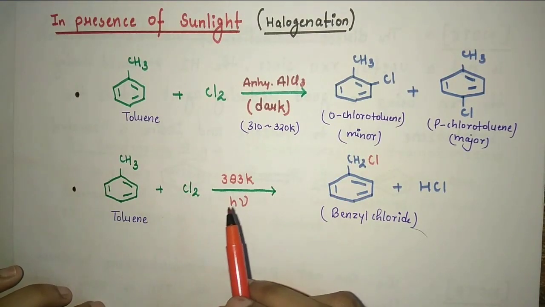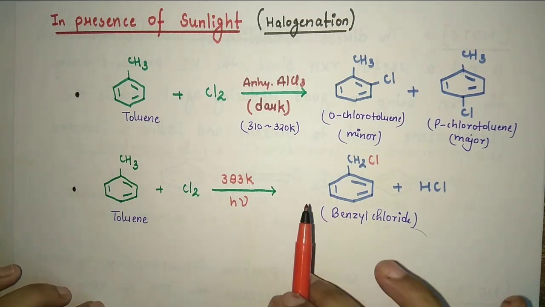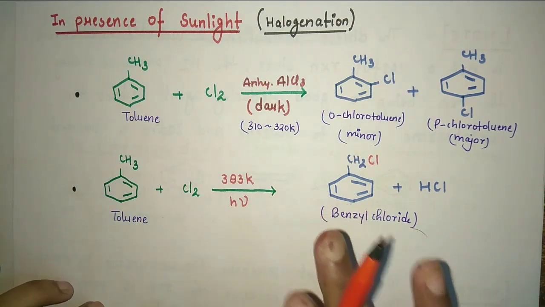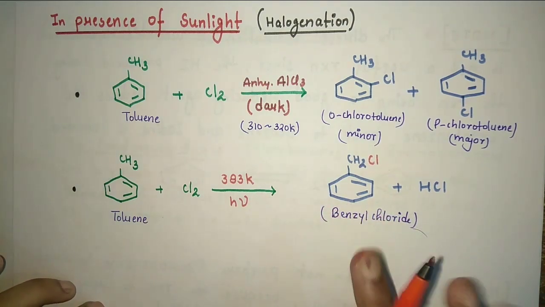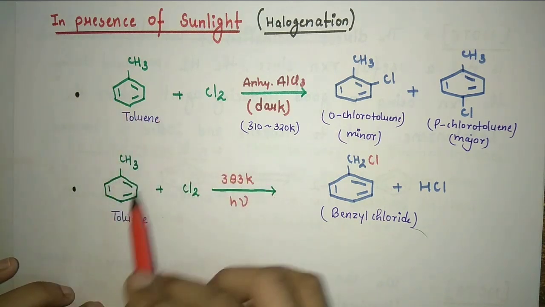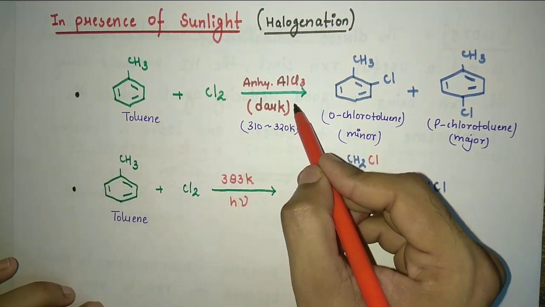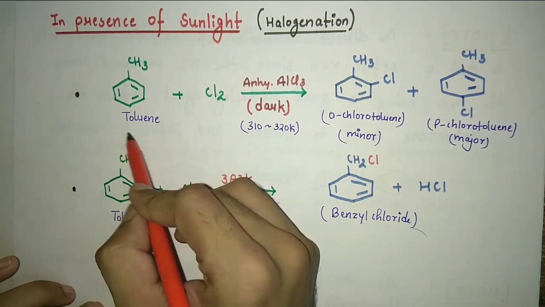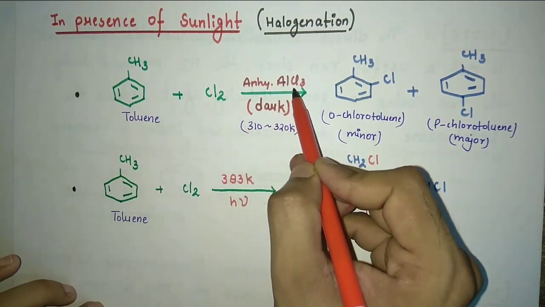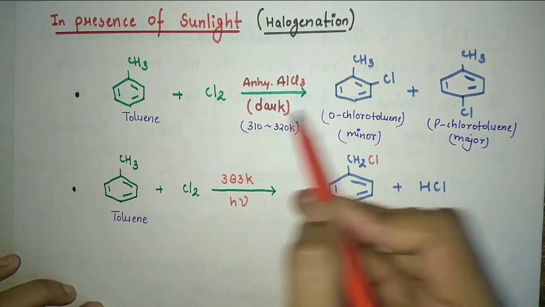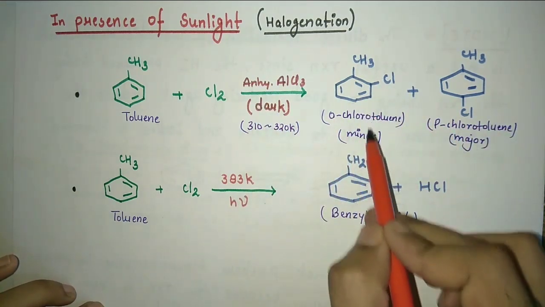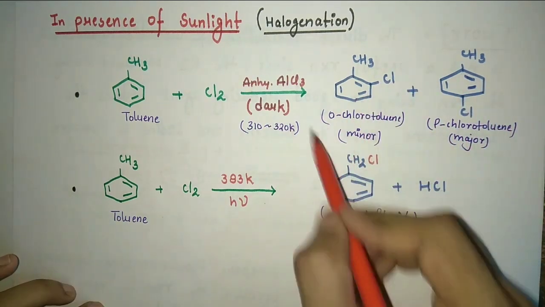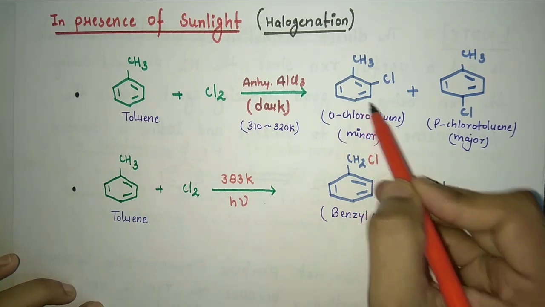Previously we were talking about halogenation in the absence of sunlight, that is, in dark conditions. Now what will happen if we perform halogenation in the presence of light? I have taken two examples of toluene reacting with chlorine, one in the dark, that is in the absence of light, and one in the presence of light. When toluene reacts with anhydrous AlCl3 in the absence of light, direct halogenation occurs at the ortho and para positions. This is our ortho and this is our para position. What is it forming as a product? This is ortho-chlorotoluene.